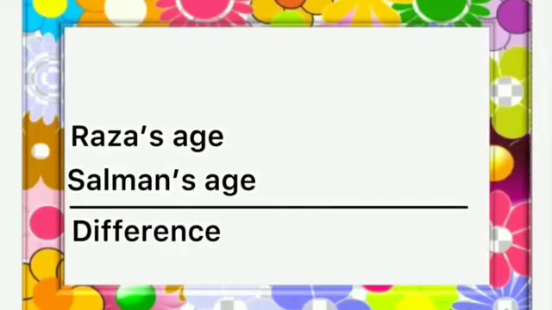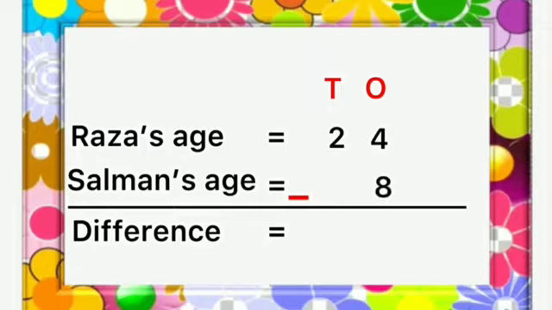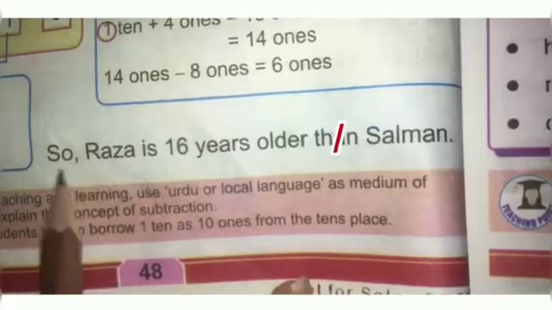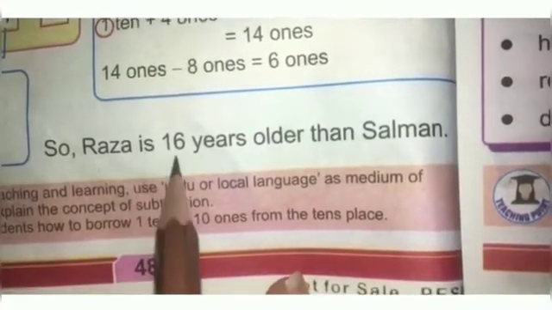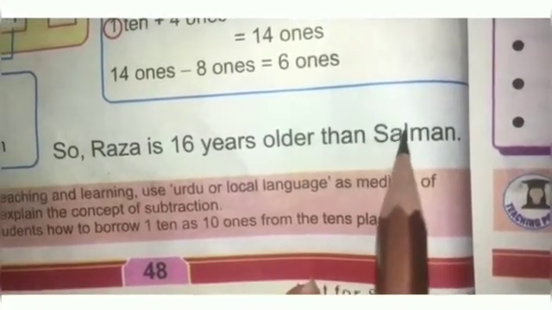Students, you can also solve this question like this. First we write Raza's age, that is 24. Then we write Salman's age, that is 8 years. Students, as you know we have already found the difference by subtracting 8 from 24, that is 16. So Raza is 16 years older than Salman.